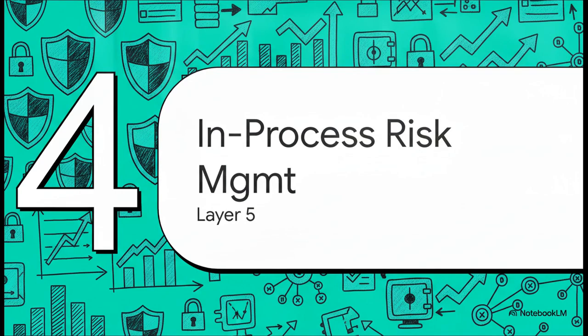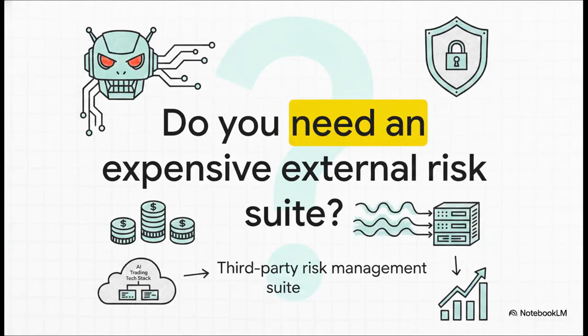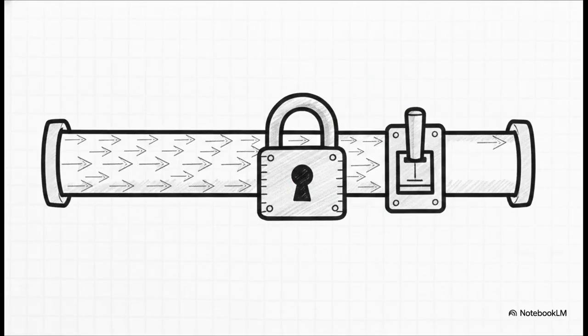Let's shift gears to part 4, in-process risk management. Here's a question that completely trips up a lot of new quantitative funds. To protect your capital from, say, a rogue AI model, do you really need to go out and buy an insanely expensive third-party risk management suite? The answer, especially early on, is a resounding no. You protect the business by building hard, unbreakable rules directly into the execution path. We are talking about strict position limits, maximum daily loss thresholds, and automatic circuit breakers that just halt trading instantly if things start going sideways.